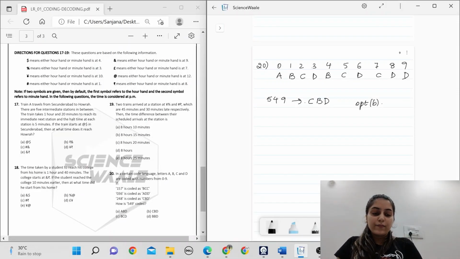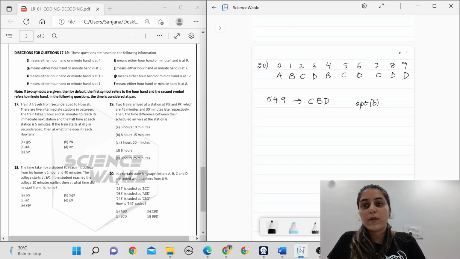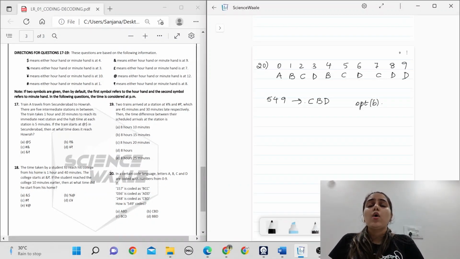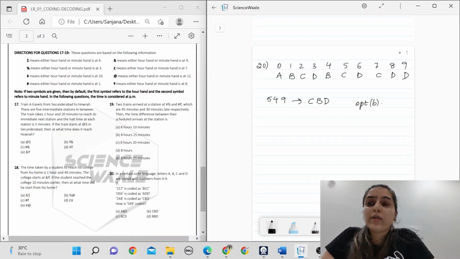So here we are done with this particular topic, coding decoding. I really hope all of you have understood these concepts and will start to solve such questions if you come across them, and do them very easily and quickly.